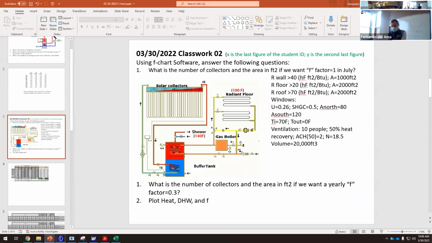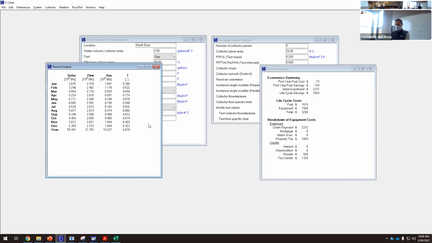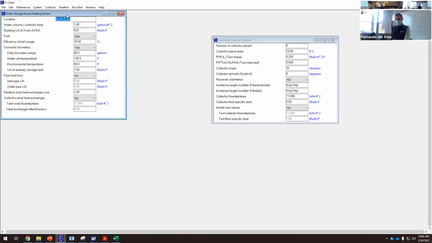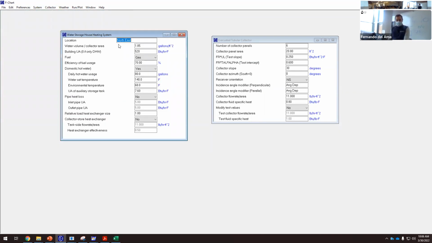So now we have to turn to the F chart. We have to select a system that includes water storage, the third one, water storage and domestic hot water. We are in the northeast. The water volume to collector area can be 2. And this is what we have to do now.